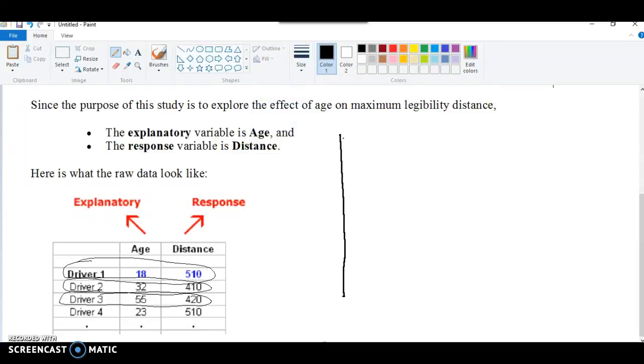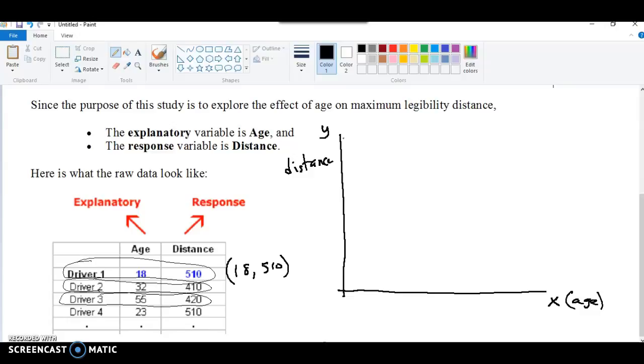Scatter plots look like this. It's basically an x-axis and a y-axis. On the x-axis, we'll put age. The explanatory variable always goes on the horizontal. And then for the y-axis, we'll have distance. And then you just put a point. So for 18, 510, think of it as a coordinate: x equals 18, y equals 510, and you put the point on the graph.